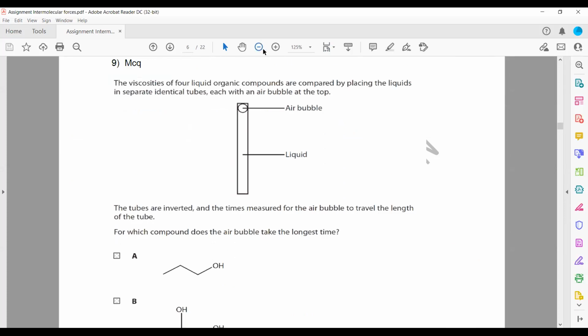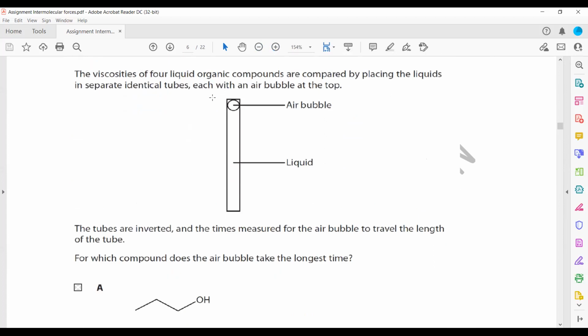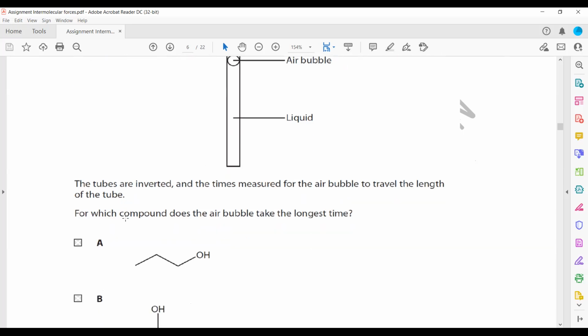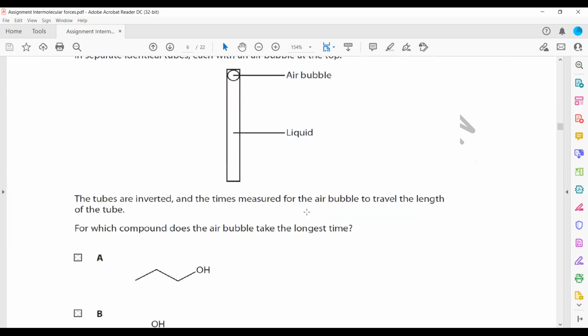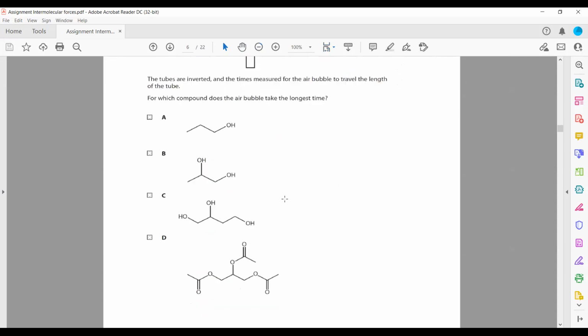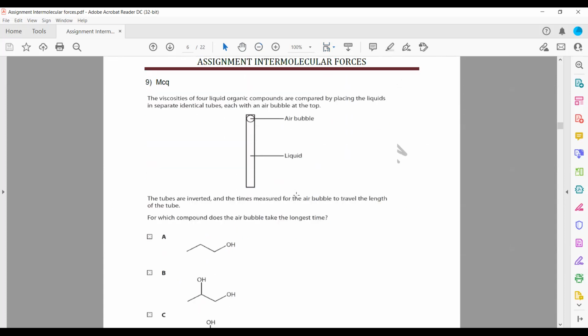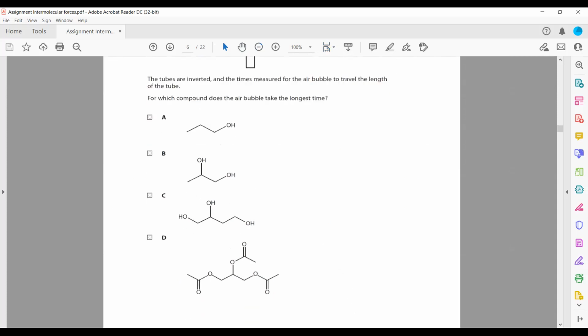The viscosities of four liquids. Viscosity means the property of a fluid to resist flow. Viscosity of four organic liquid compounds is compared by placing the liquid in a separate identical tube, each with an air bubble at the top. The tubes are inverted, so when we invert the tube, the bubble will rise. Which compound does the air bubble take the longest time to travel up? The compound having the highest viscosity, the air bubble will take the longest time. So we have to check the intermolecular force to identify this.